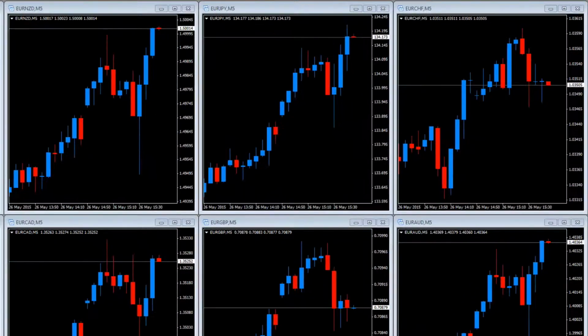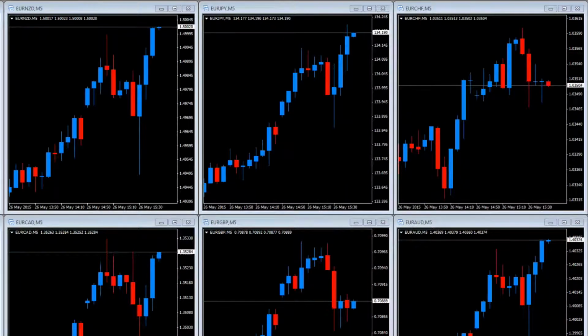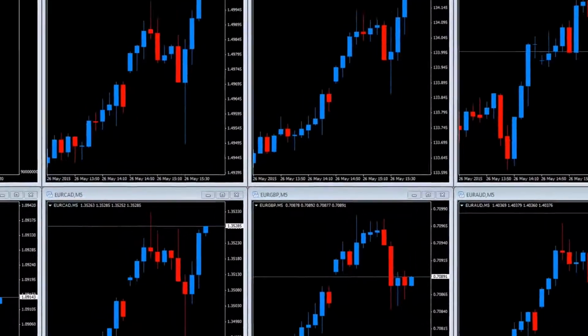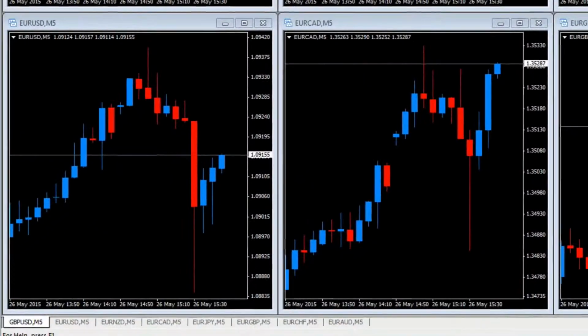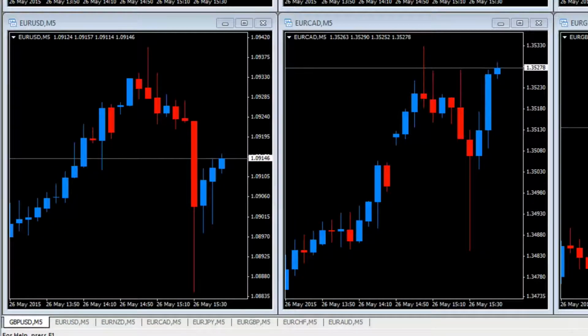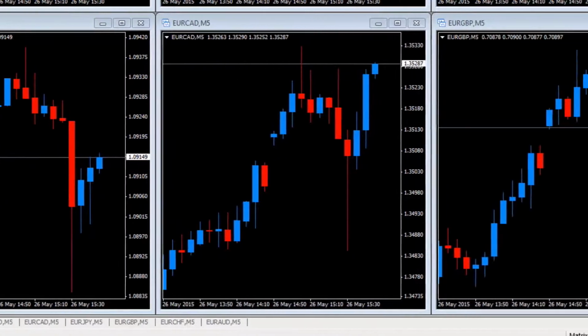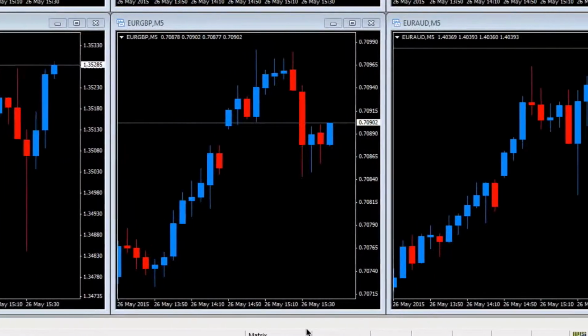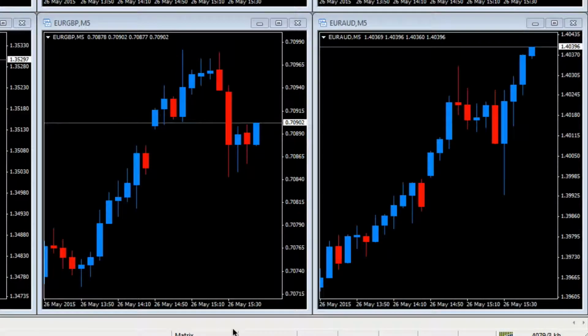Along the top from left to right, we have the euro New Zealand, we have the euro yen, and we have the euro Swiss. And then at the bottom, we have the euro dollar, bottom left, the euro CAD, the euro pound, and the euro Aussie, bottom right.